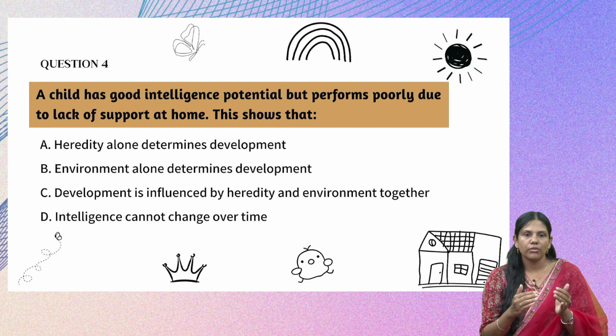Next, we have environment alone determines the development. If it is only the environment, but the IQ of the child is already high, that is not a result of the environment. So, option B is also not a correct answer. The next one is intelligence cannot change over the time. But it is observed in some studies that intelligence also has changed over the time, or it is nurtured over the time with the conducive environment. Then the only left option is, for us, development is influenced by heredity and environment together. That is the correct answer.